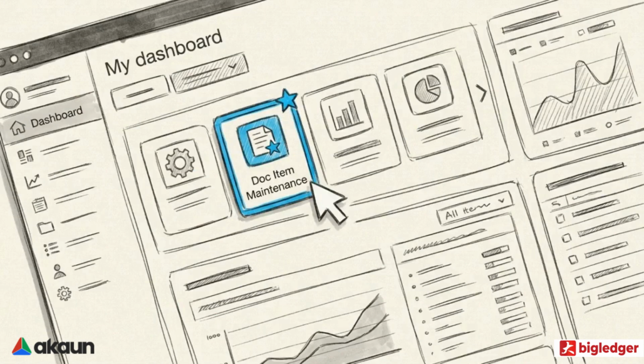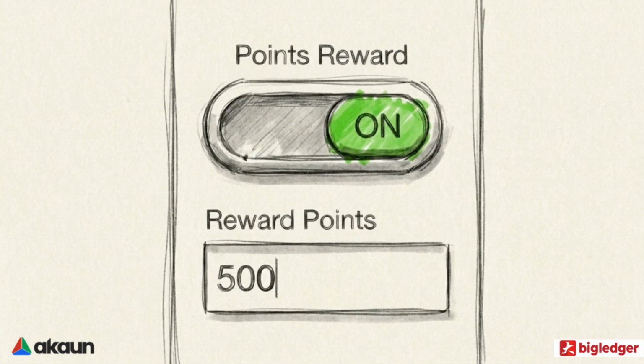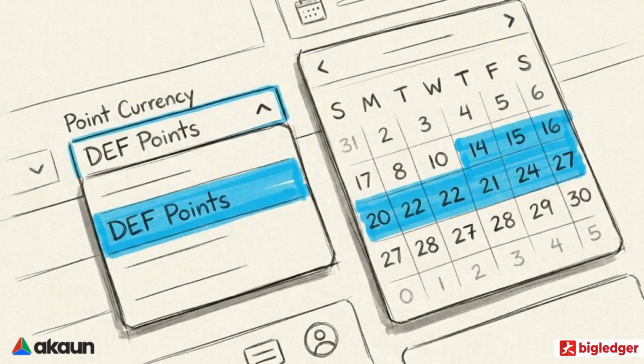We start in the dock item maintenance applet. Under the Pricing Scheme tab, you'll find the toggles that control whether a specific item is eligible for point rewards or redemptions. To activate an item, turn these toggles on, assign the point value, select your point currency, and set the validity dates for the promotion.